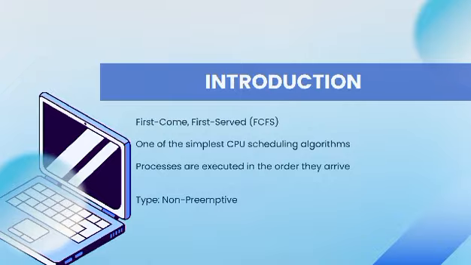First come, first serve is one of the simplest CPU scheduling algorithms. In FCFS, processes are executed in the exact order in which they arrive in the ready queue. It follows the concept of a line or queue, where the first process that arrives is the first one to be executed.